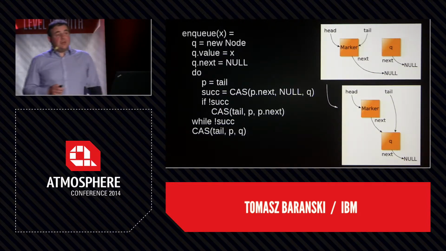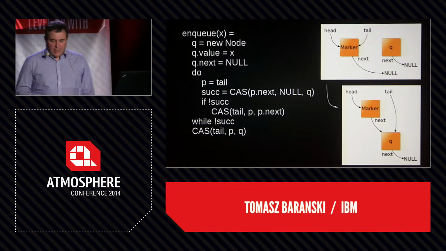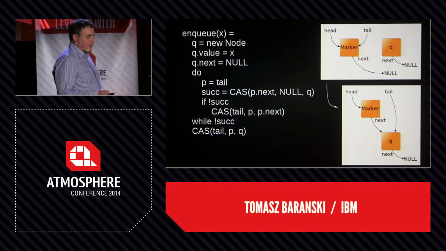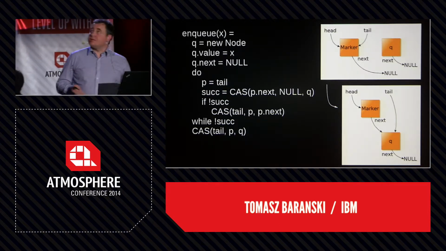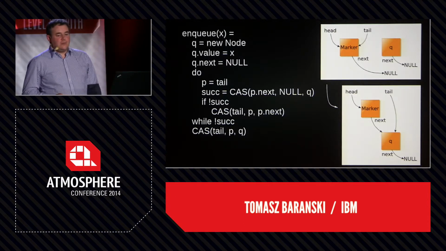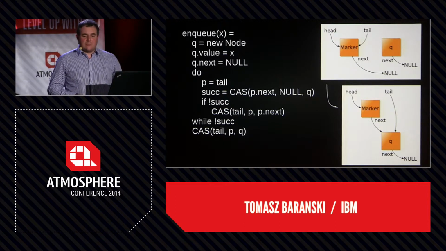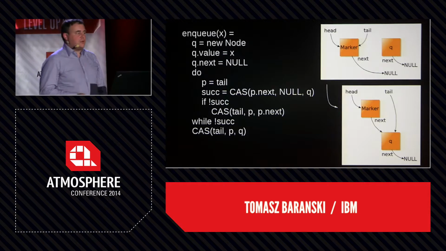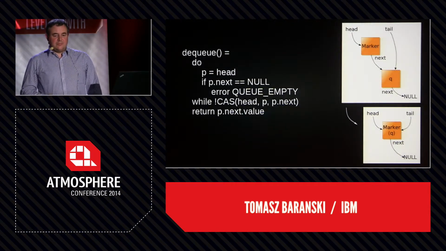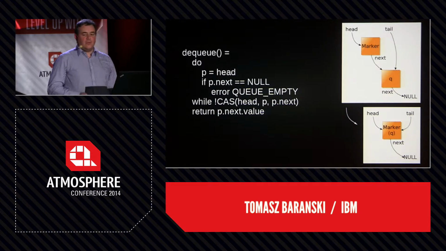It's tricky. If you want to really understand that, you should probably play with that code. Try to write an implementation without that condition. Run it five million times on all the cores of your CPU and see how it fails. Dequeue operation, way simpler.